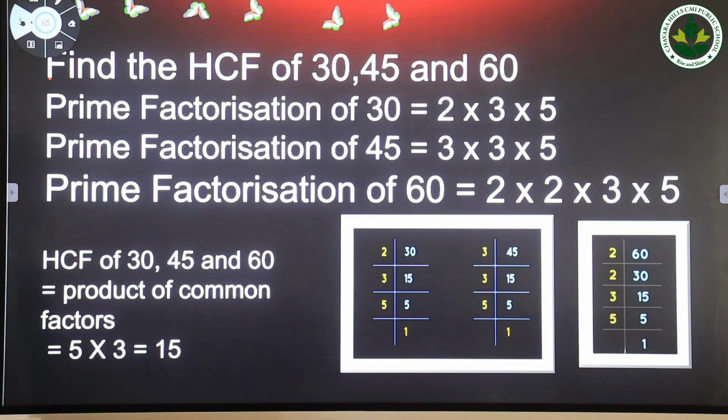First we find the prime factorization. 30 is 2 into 3 into 5, 45 is 3 into 3 into 5, 60 is 2 into 2 into 3 into 5. Then the HCF of these numbers is the product of common factors. Common factors are 5 and 3. Product is 5 into 3, which is 15.